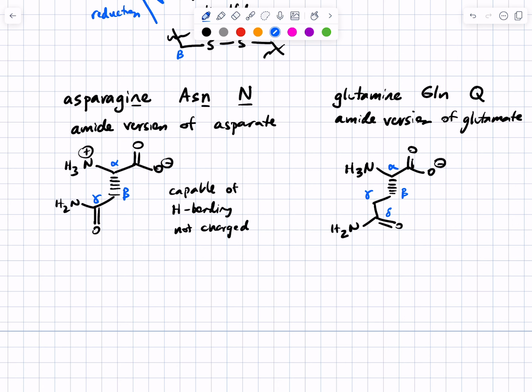N and Q. So you have to remember the difference between D and N. D is charged, carboxylate. N is neutral, amide. E is charged, carboxylate. Q is neutral, amide. And so keeping that straight can be a bit of a challenge. That's a place where people get tripped up.